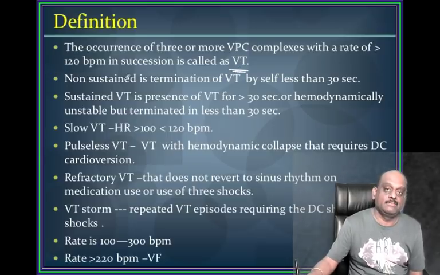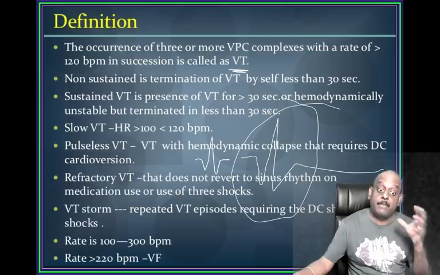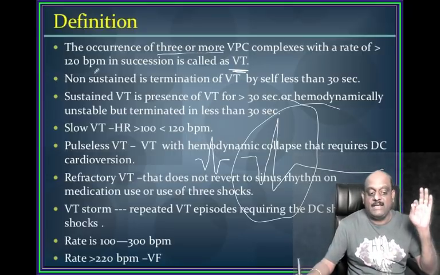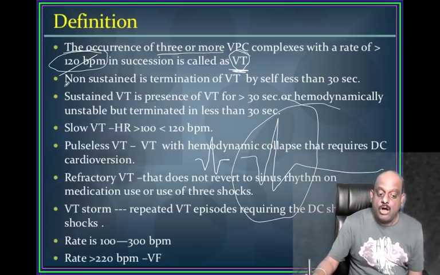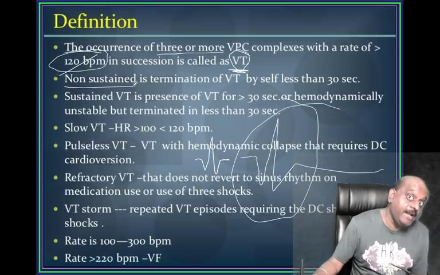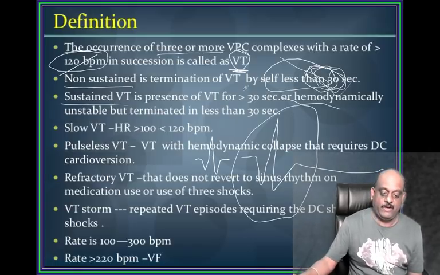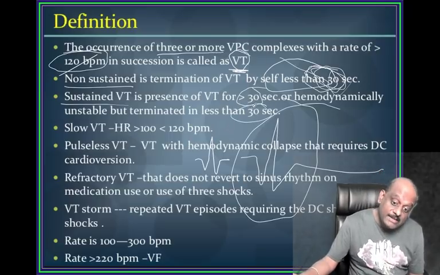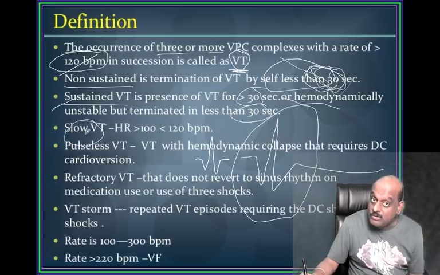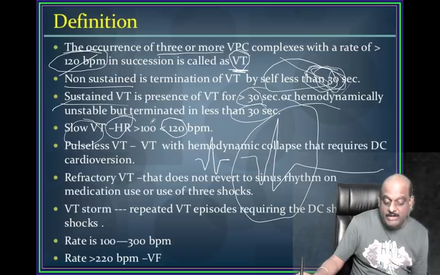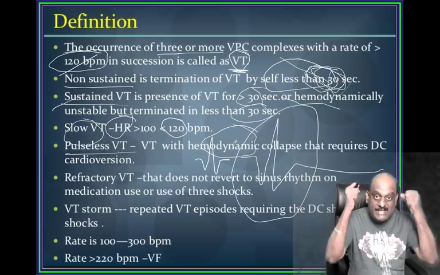To call it VT, what is the definition? Normally the QRS is like this, doctor. Suppose the QRS becomes like this, that is called a ventricular premature complex. Three or more VPCs at a rate of more than 120 beats per minute, that is the definition of VT. Non-sustained VT is when the VT does not persist beyond 30 seconds. Sustained VT is more than 30 seconds. Even if it is less than 30 seconds but makes the person hemodynamically unstable, you call it sustained VT. Slow VT is a heart rate more than 100 but less than 120. Pulseless VT is a VT with hemodynamic collapse, and there is no waiting or watching, you have to do DC cardioversion.